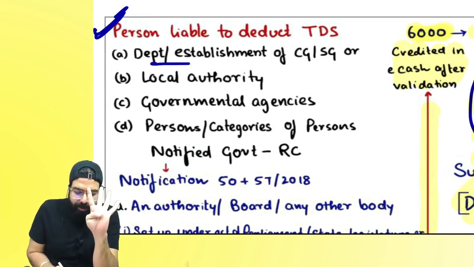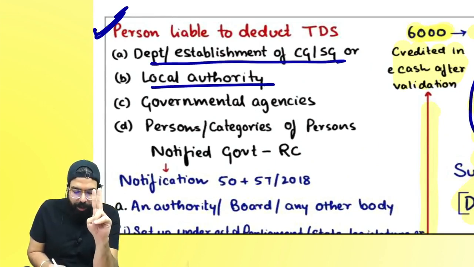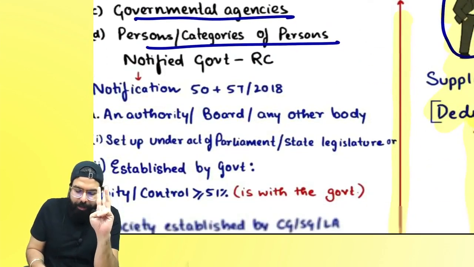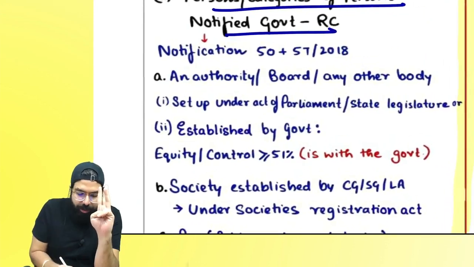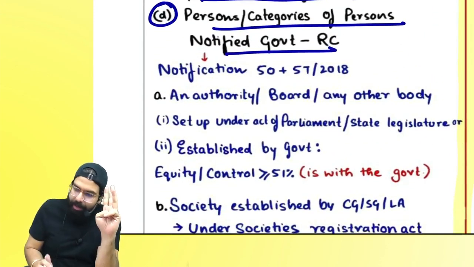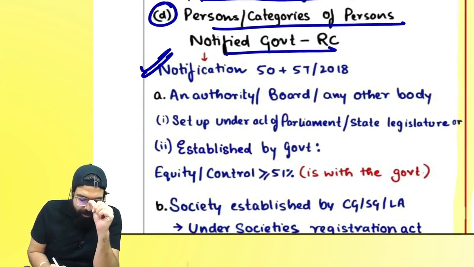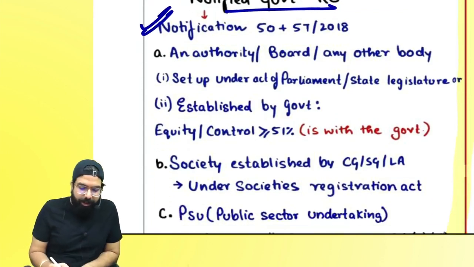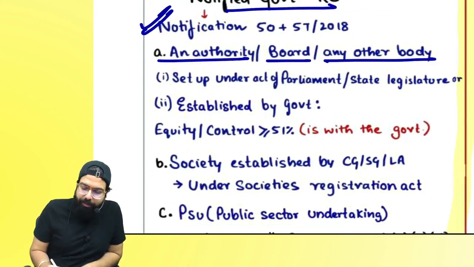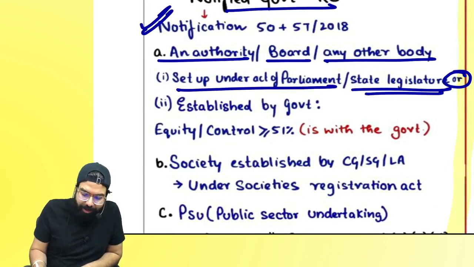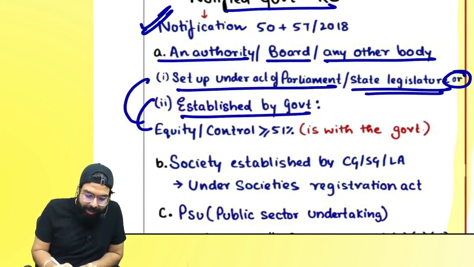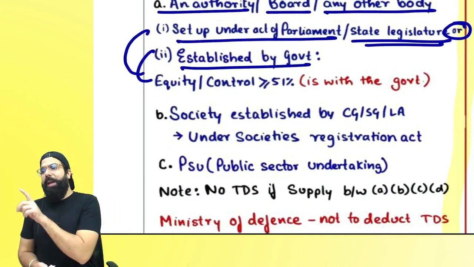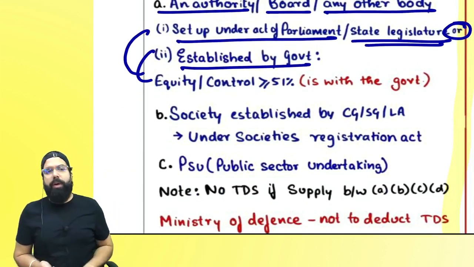Number 1 is a department of the Central Government, State Government, or local authority, or governmental agency, or a person who is notified by the government on the recommendation of the Council. And this is the D category, which is the notified category. Notification has been issued: notification number 50/2018 and notification number 57/2017. If you are an authority, board or any other body set up under an act of Parliament or state legislature, or established by the government, and in any one of them equity or control greater than 51% is with the government, then you will also have to deduct TDS.